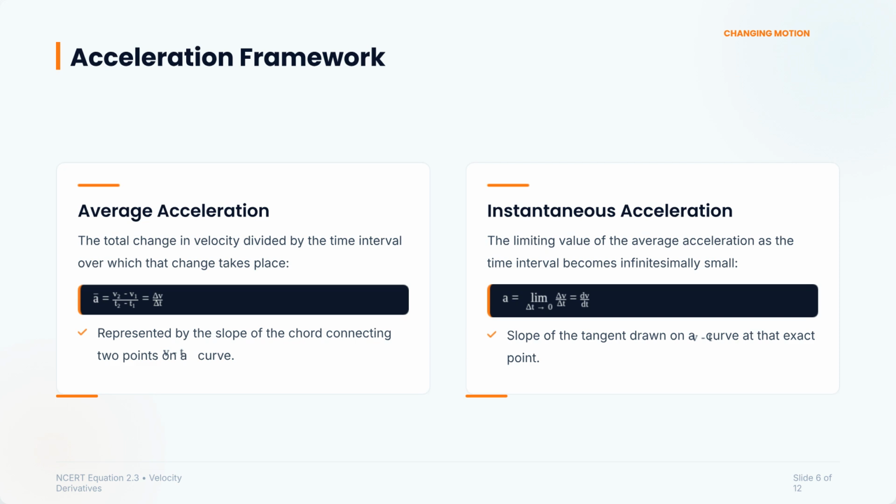We apply similar calculus principles to define acceleration. Average acceleration is the change in velocity over a finite interval, while instantaneous acceleration represents the derivative of velocity with respect to time, shown by the slope of a velocity-time tangent.